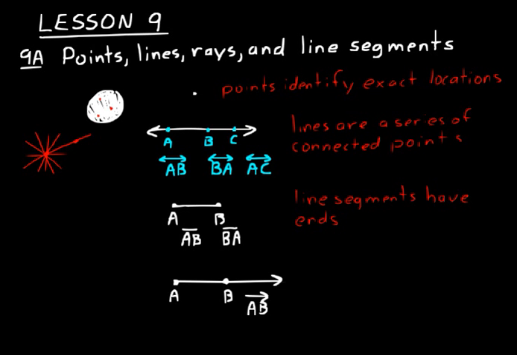A is at the end, so that's the side that we put the endpoint side for our symbol that goes above AB. And then the B is closer to the arrow side of it, and that's why we wrote it like that. We wouldn't write it like this. You can't do that.